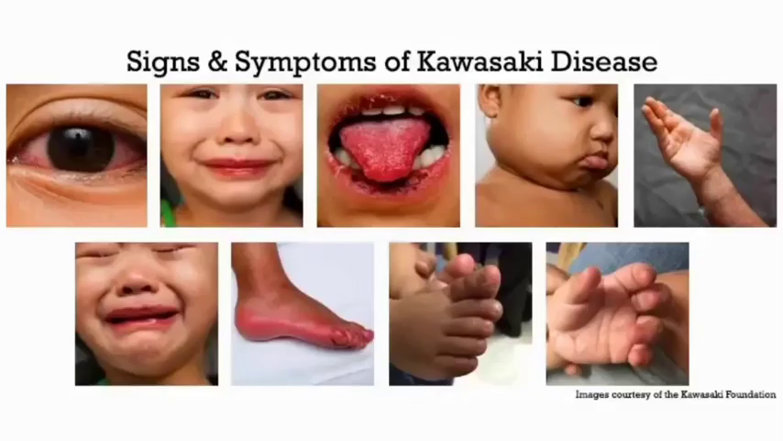So the characteristics of Kawasaki are summed up in this picture in the form of conjunctivitis, that is non-purulent. Again, erythema of the oral cavity, strawberry tongue, cervical lymphadenopathy, that is unilateral, and the swelling of hands and feet, along with denudation of skin and the edema. So these characteristic features are seen here in this picture.